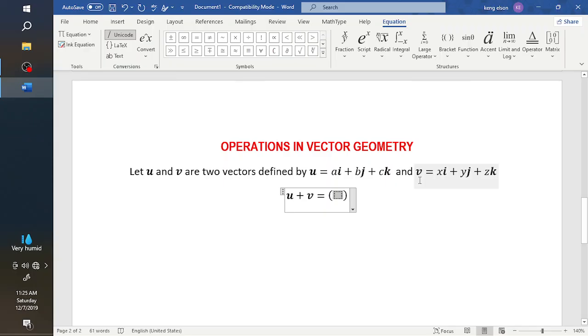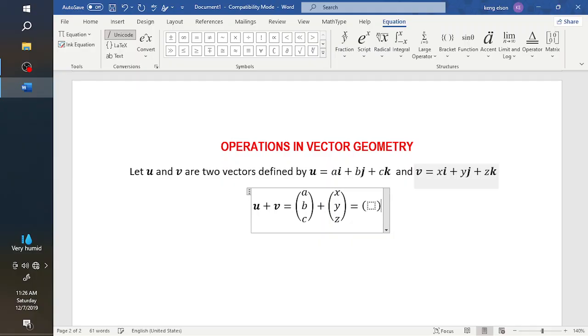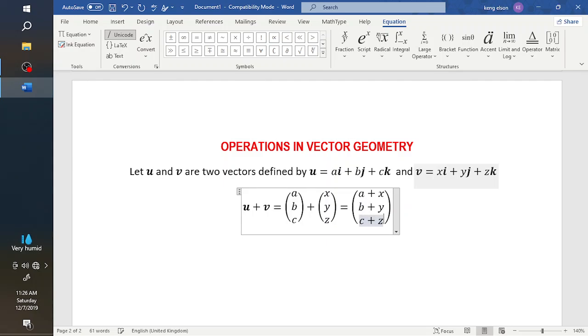So the vector u in column form is a, b, c, plus, this is already a type of vector we have seen, the column vector, and the vector v is x, y, and z. For us to be able to add these two vectors, we just have to add their corresponding components. So we have a plus x, b plus y, and c plus z.